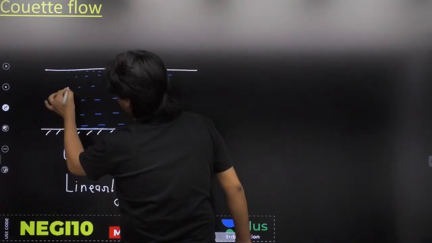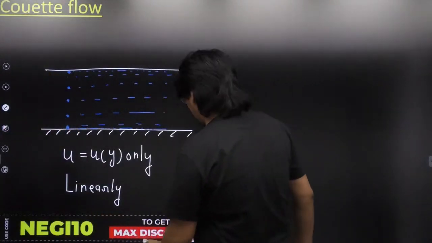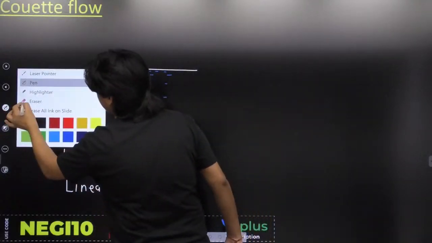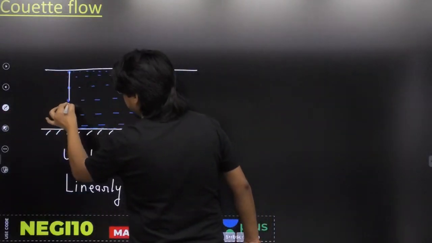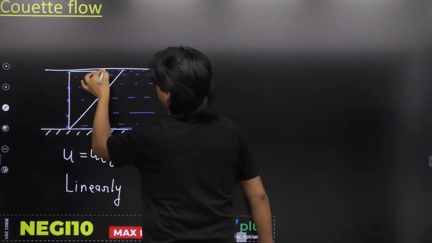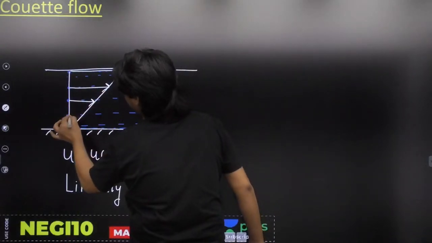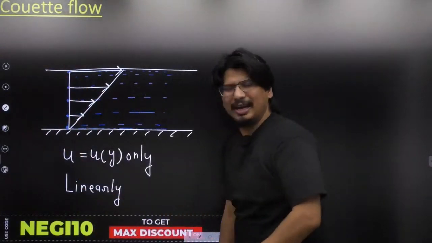Let me say these are the fluid particles I am having. These are the 5 fluid particles. So velocity will be varying linearly. So this is the velocity profile I am trying to represent. Fine. Velocity is varying linearly.